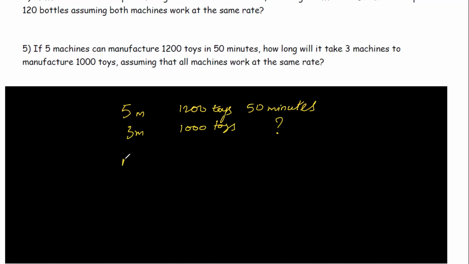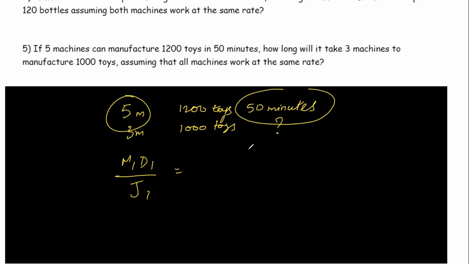So therefore, we know that we can use this case of M1 D1 upon J1. And if you consider machines with minutes and if you keep the output constant, 5 machines have the particular output in 50 minutes. That same output by 3 machines will take longer. Less number of machines for the same output will take longer. So therefore we have this relationship. I'll solve it in both the manners. I'll solve it in this fashion also, and I'll solve it the other way also.